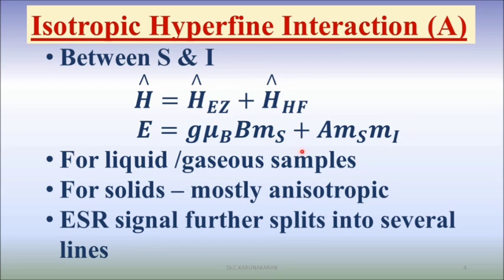For liquids and gaseous samples, the hyperfine coupling interactions are isotropic because of constant tumbling motion. The anisotropic effects are averaged out, as we see in magic angle spinning. For solids, there will be anisotropy. The hyperfine coupling is anisotropic at different angles, so you will measure different values because of the anisotropic character. The ESR signal further splits into several lines because of this hyperfine splitting, as in spin-spin coupling.